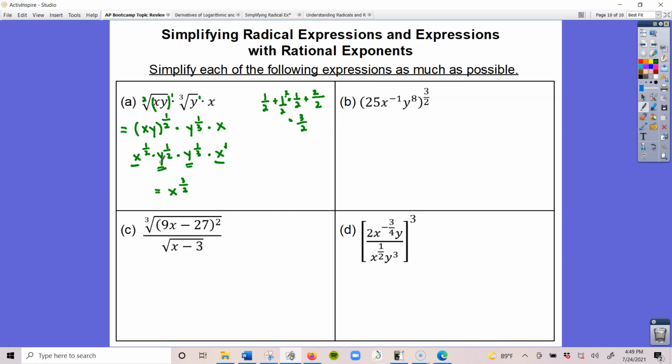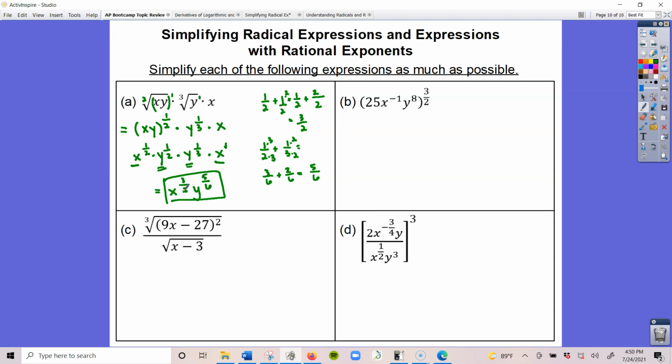Now we're going to do the same thing with the y's. We have y to the 1/2 times y to the 1/3, so we need to add those exponents together. 1/2 plus 1/3. We need a common denominator here, which would be 6, because 2 times 3 is 6. So I'm going to multiply this fraction by 3 in the numerator and the denominator, and this fraction by 2 in both the numerator and the denominator. What I get is 3 over 6 plus 2 over 6, which gives me a new exponent of 5 over 6. So this is y raised to the 5 over 6.